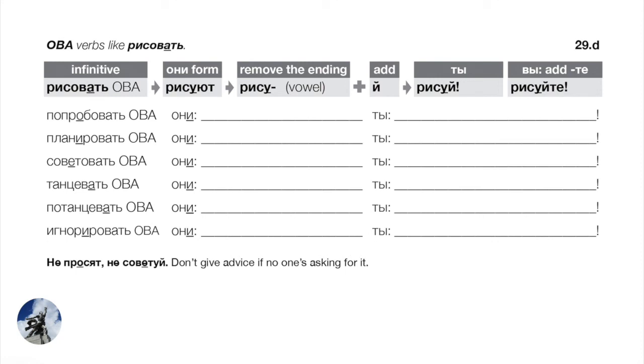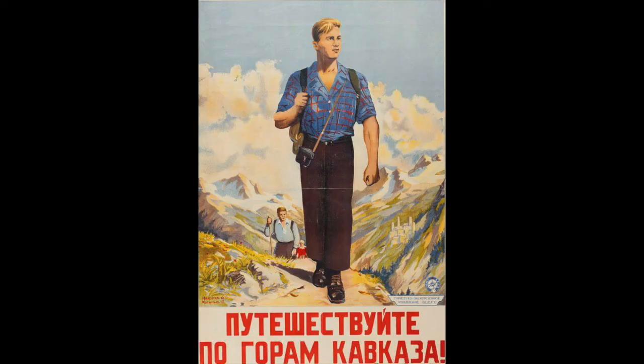Если пословица не просит, не советуй, right? Literally, they're not asking, don't give advice. Don't give unwanted, unsolicited advice. And a poster with an ova imperative from the verb путешествовать, which means to travel, we get путешествуйте. There's the вы imperative, путешествуйте по горам Кавказа. Travel around the mountains of the Caucasus.